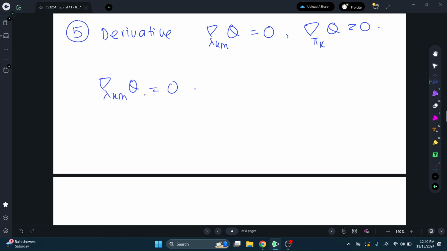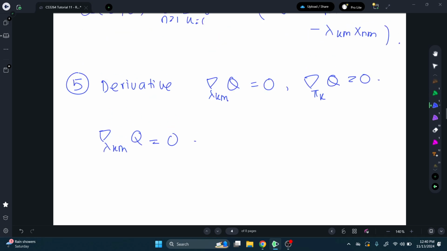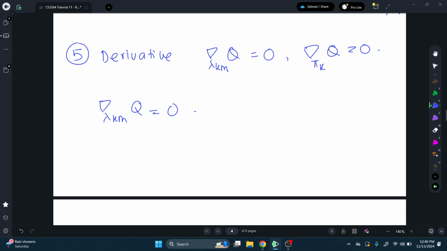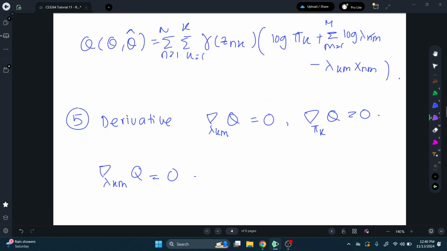Let's set this to be equal to 0. Put this as Q. Okay, if I set this equal to 0, then I will notice here that the one that depends on this lambda km is just going to be this part. Because your delta of Z and K depends on your lambda hat, not your lambda km. It depends on what you already set.